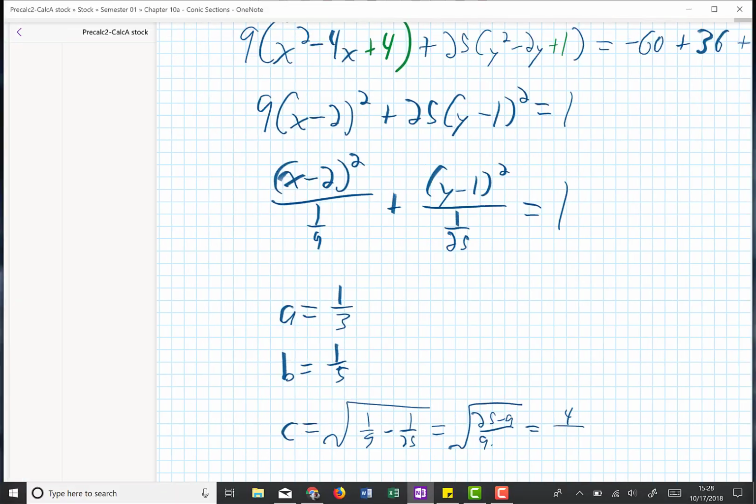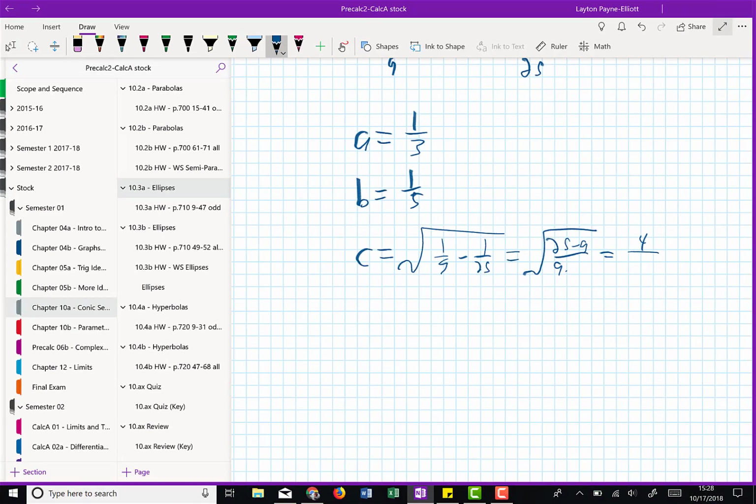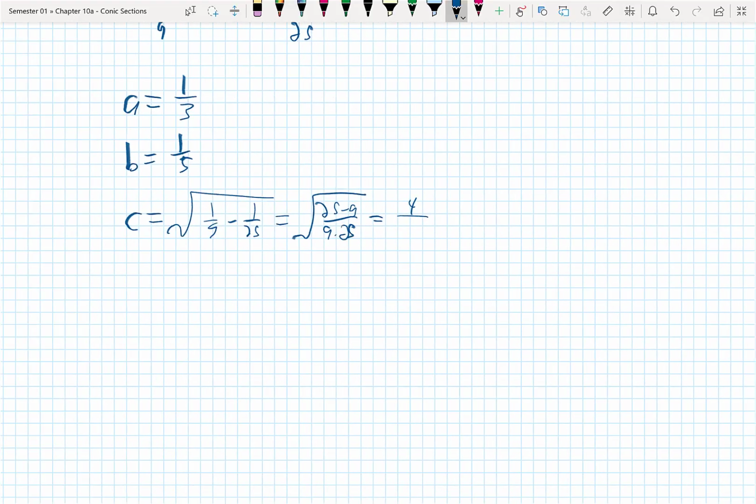Hang on one second. Sorry, I had an athlete trying to tell me something. 9 times 25, so that's 3 times 5, 15. You get 4/15, which is a silly one to graph, but we'll try to do it.